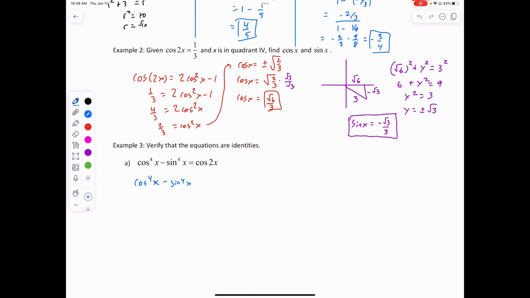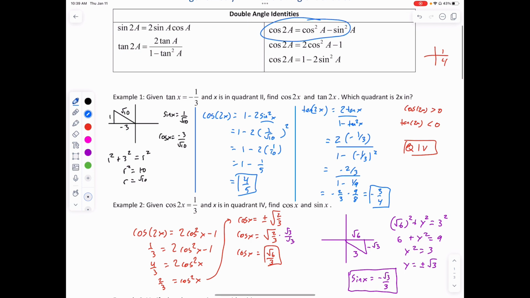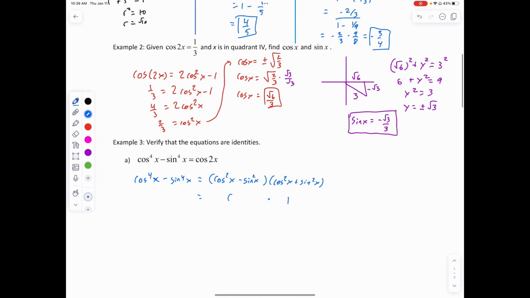But the thing that's really jumping out at me here is that this is a difference of squares. I'm going to use that a squared minus b squared factorization form. This is the same thing as cosine squared of x minus sine squared of x, times cosine squared of x plus sine squared of x. Well, that's really interesting for a couple reasons. One is that this is just the Pythagorean identity that cosine squared plus sine squared is equal to 1. Cosine squared minus sine squared of x is one of our 3 identities for cosine of 2x. So this is cosine of 2x times 1, which is just cosine of 2x, which is what we were looking for in this problem, and so we have verified it.